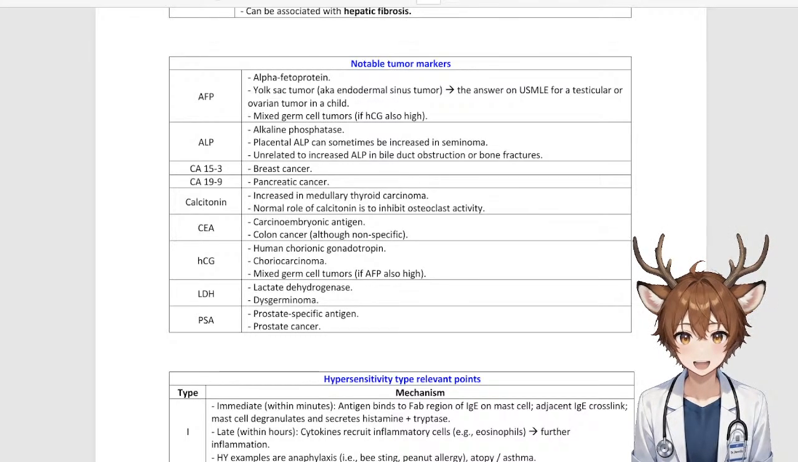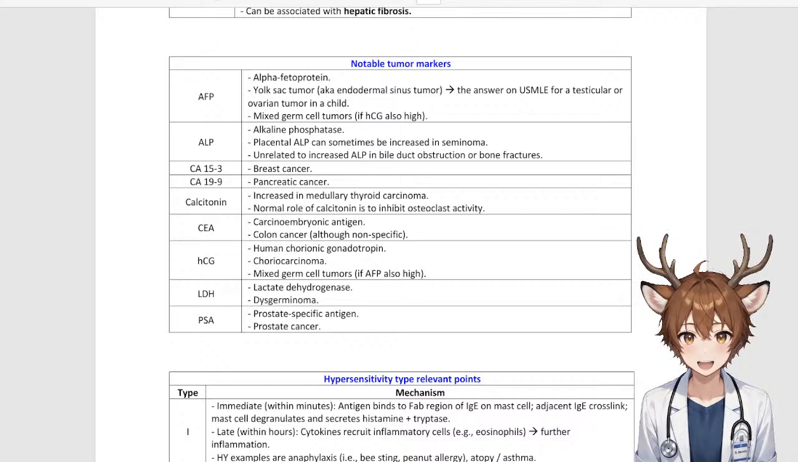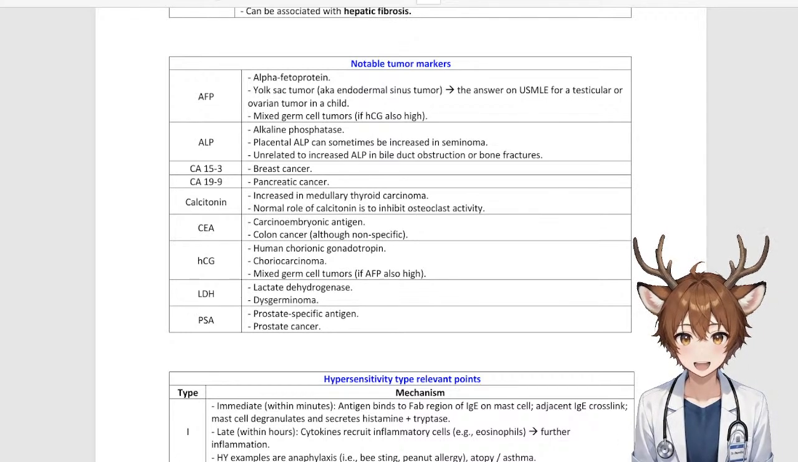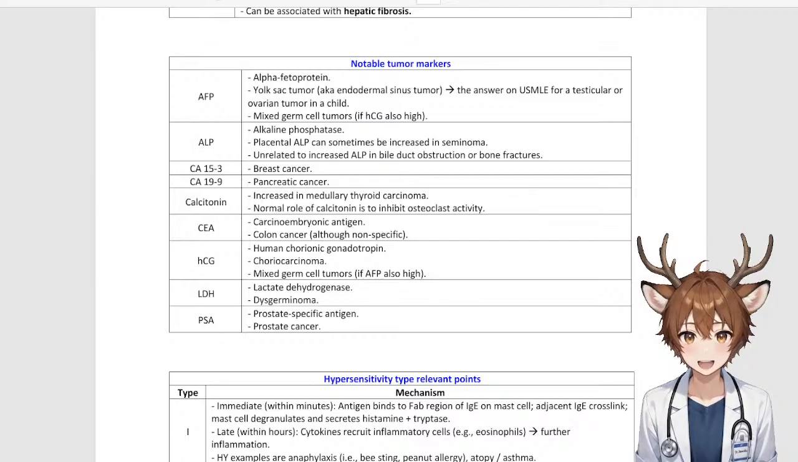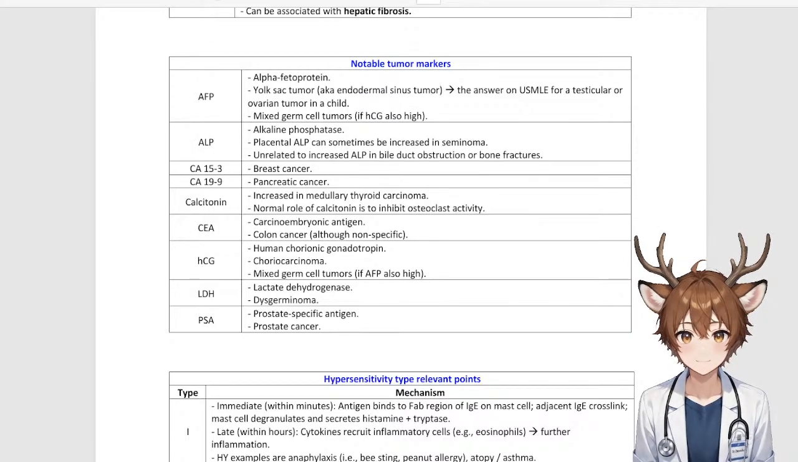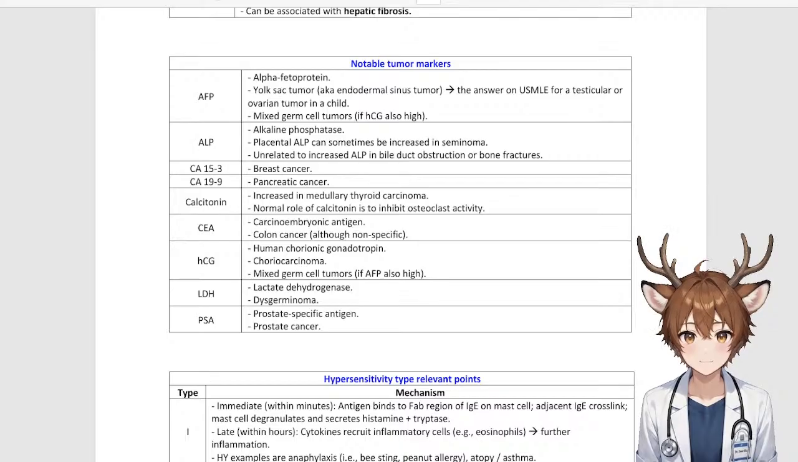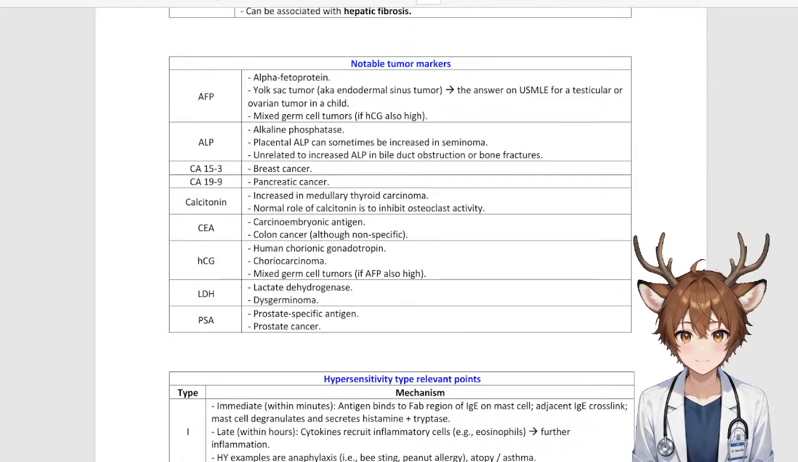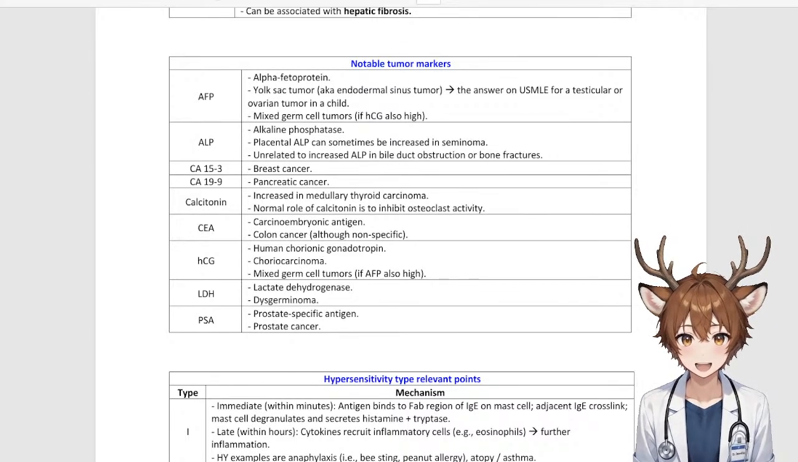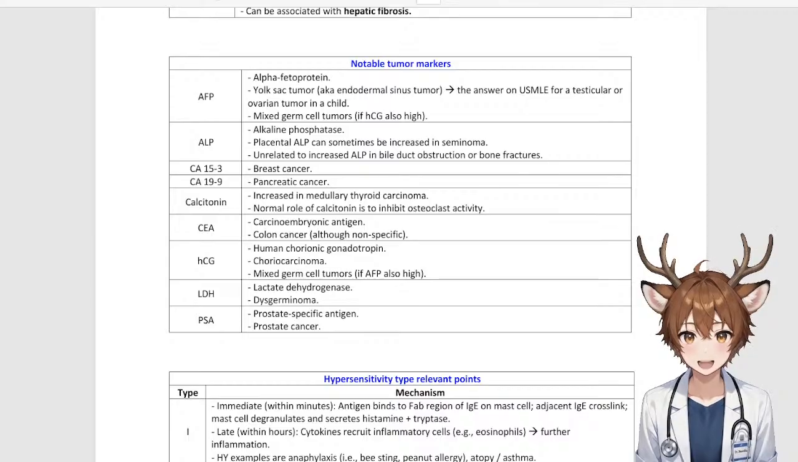Human chorionic gonadotropin, HCG. Choriocarcinoma, mixed germ cell tumors if AFP is also high. LDH, lactate dehydrogenase, dysgerminoma. PSA, prostate-specific antigen, prostate cancer. Makes sense.